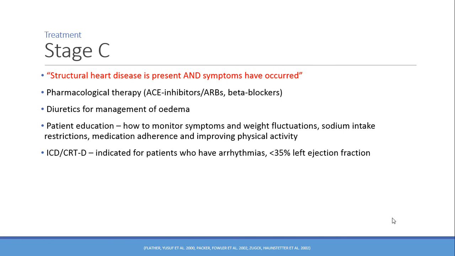So in stage C, there are structural changes in the heart and symptoms have occurred. Treatment options would largely remain the same in this stage of heart failure, with a strong focus on drug therapy with ACE inhibitors and beta blockers, and further combinations of other drugs such as mineralocorticoid or aldosterone receptor antagonists. Edema is a common symptom experienced by chronic heart failure patients, and diuretics have been shown to be effective in addressing this.